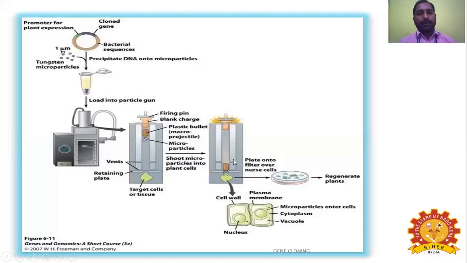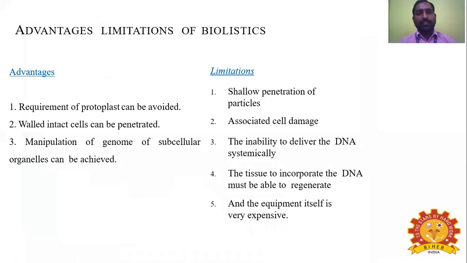So the gun, that is the plastic bullet, will be held in the particle gun compartment. Only the microparticles alone will reach the plant cells. So here you can see these cells which contain small microparticles that were transferred by this particle gun compartment.